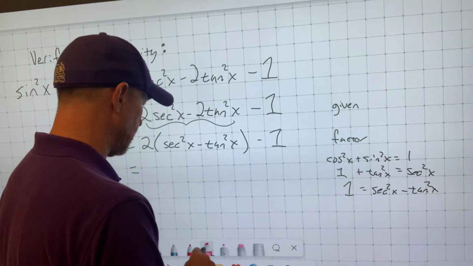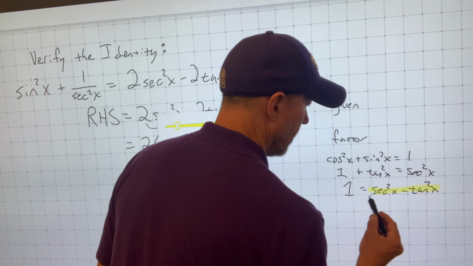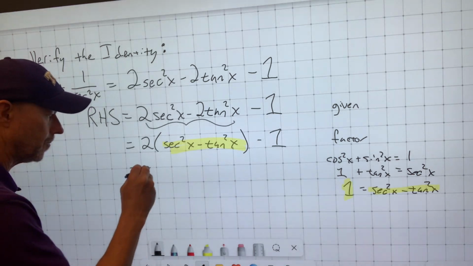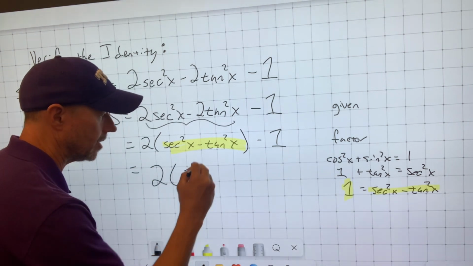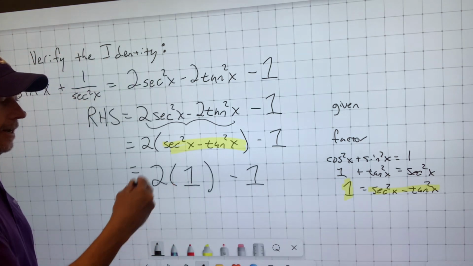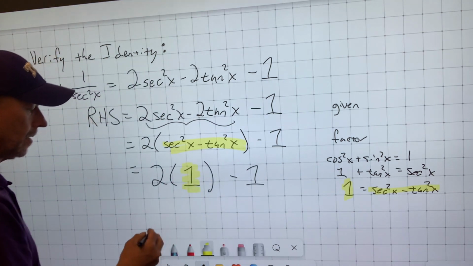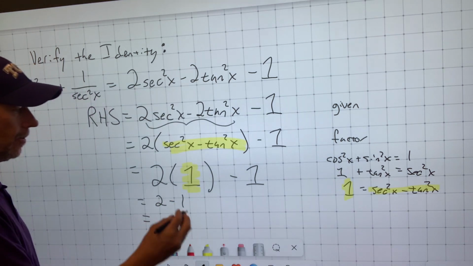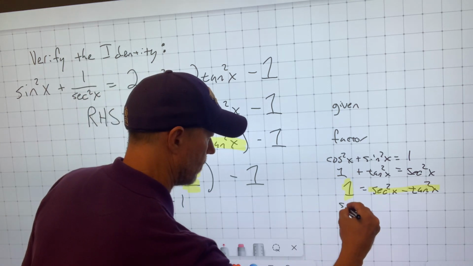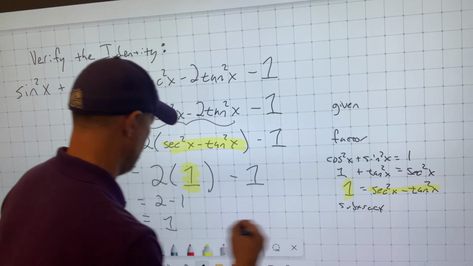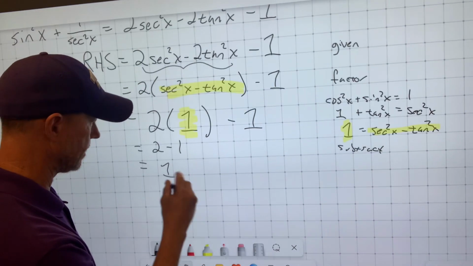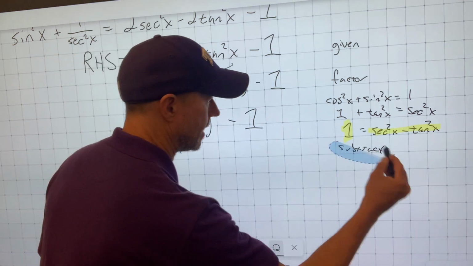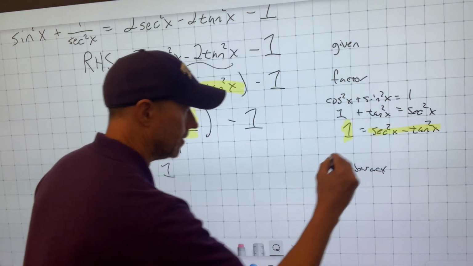So using this idea right here, that sec squared minus tangent squared is equal to 1, I can replace this with a 1. So 2 times 1, this is called substitution. I substituted in an identity. So I have 2 minus 1, which is 1. Now what was my explanation here? Well, just simple subtraction. And then, or I guess that was multiplication, going 2 times 1 is 2, and then I subtracted to get 1. So I'll move this down a step, and we'll just call this simplify.